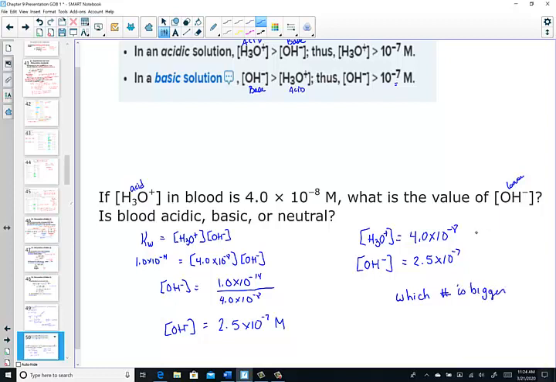Remember what negative 8 would look like? 1, 2, 3, 4, 5, 6, 7, 8. Remember what this would look like? 1, 2, 3, 4, 5, 6. Which number is bigger? Well, this one is, isn't it? So hydroxide concentration is greater than hydronium concentration, meaning that the solution is slightly basic. There's more base ion in the solution than the acid ion. The larger number tells me that it will be basic.